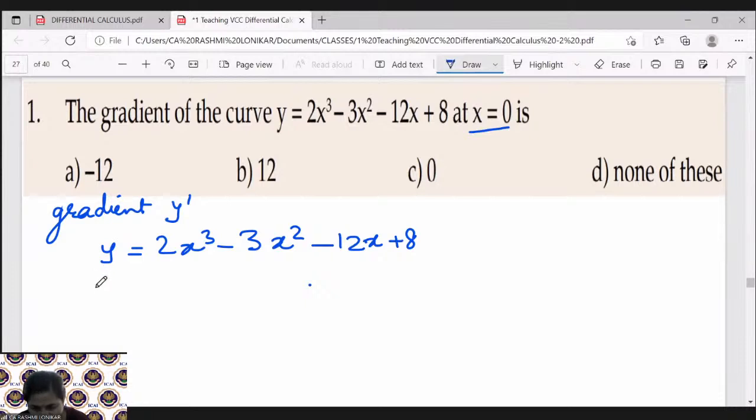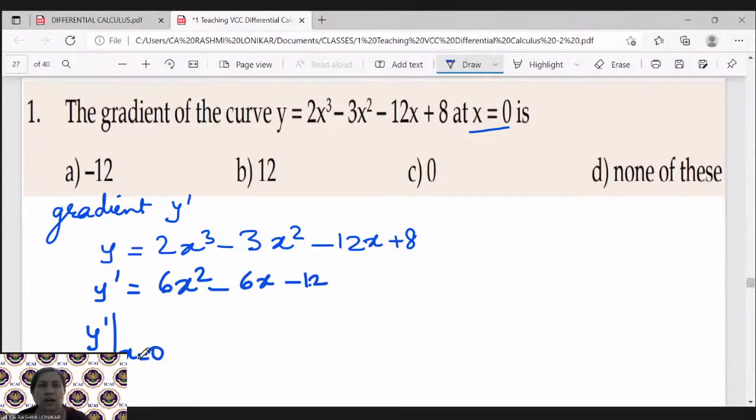So what will I do here? I find y dash. What will be the derivative? Derivative of x cube will be 3x square, 3 into 2, so this is 6x square, minus 3, the derivative of x square is 2x, 2x into 3 is 6x, minus 12. Okay. So this. But what do I have to do? I have to find y dash at x is equal to 0. I want the gradient. Gradient means the slope. Slope at x is equal to 0.